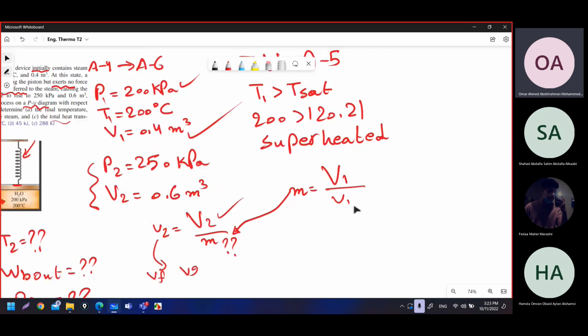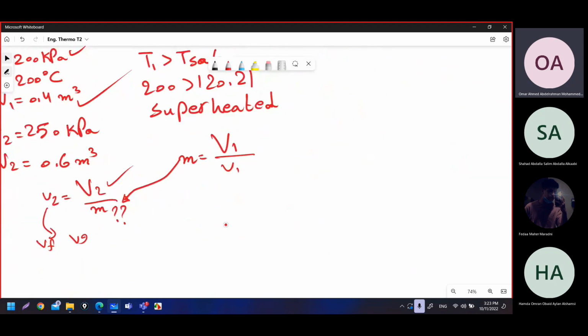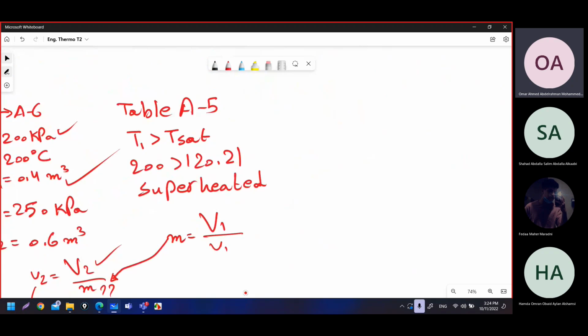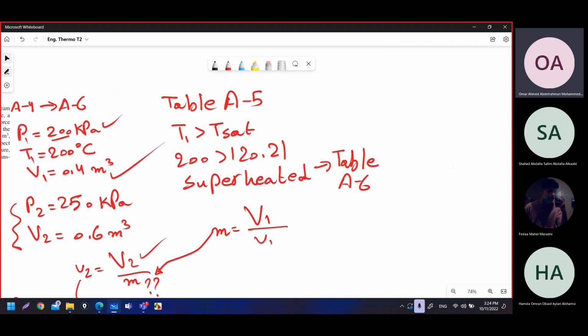Now let's find V1. We said it is a superheated state, right? State 1. So I will use table A6. The pressure in table A6 is in megapascal, and my pressure is 200 kilopascal. I will divide by 1000, so it is equal to 0.2 megapascal. So I will write that my pressure P1 is equal to 0.2 megapascal, and T1 is equal to 200 degrees Celsius.